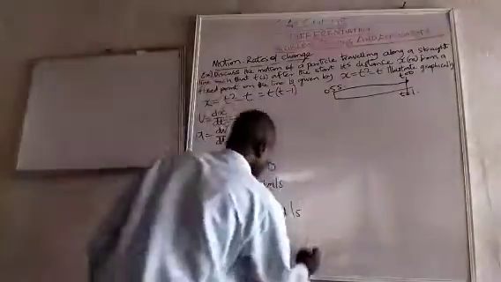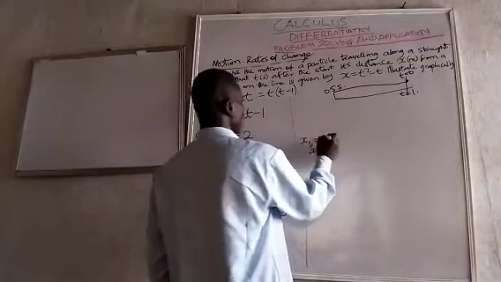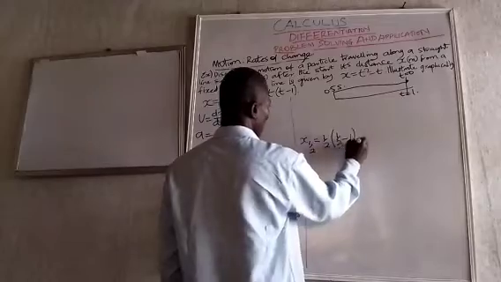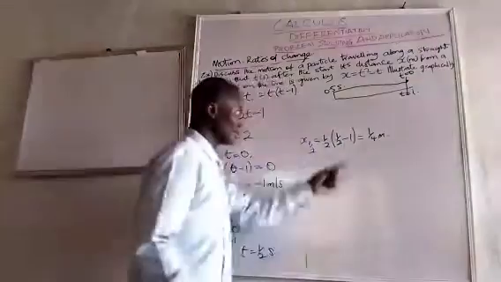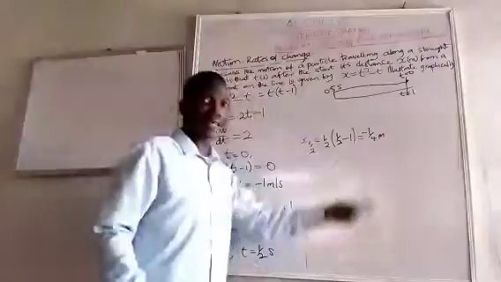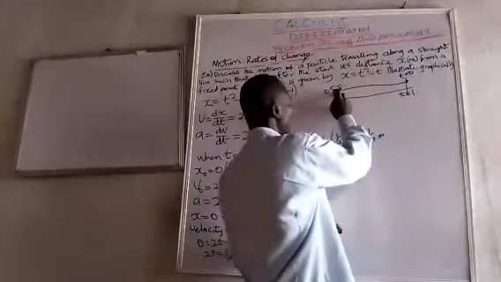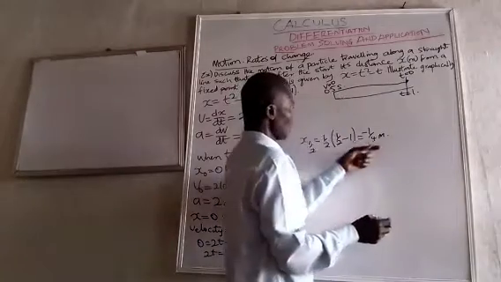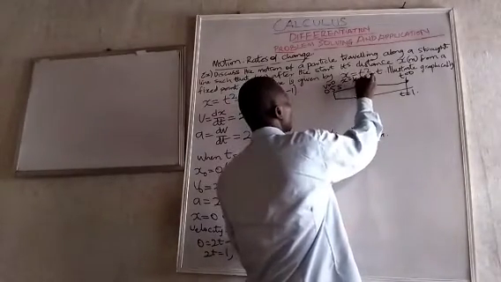So x is equal to half. So you can see, it is negative. Why? Because it reversed. So in this case, time is 0.5 seconds, V is equal to 0, and distance, x is equal to 1/4 meters.